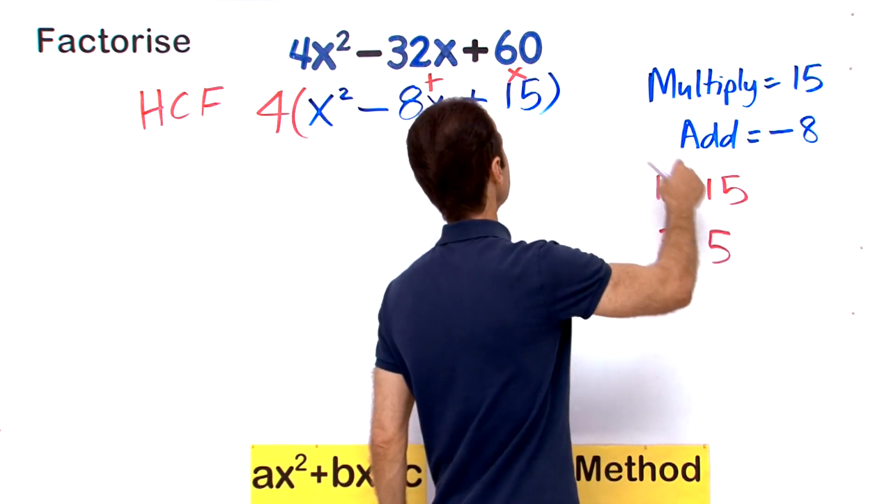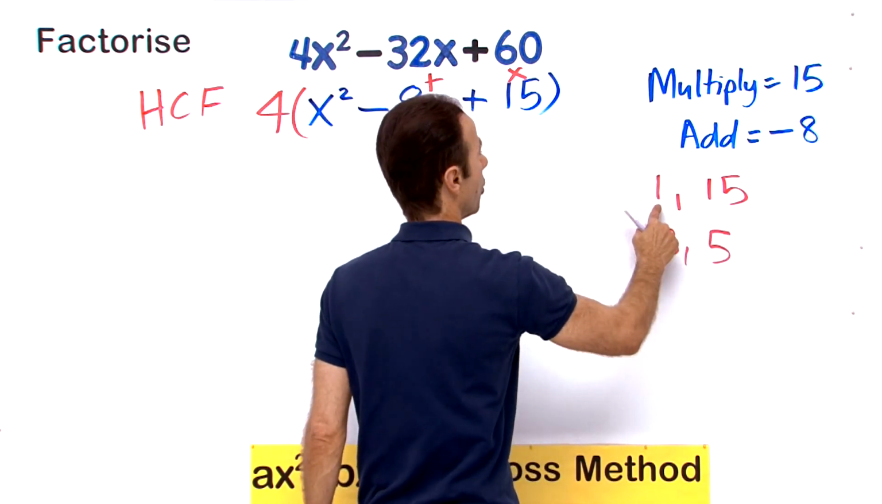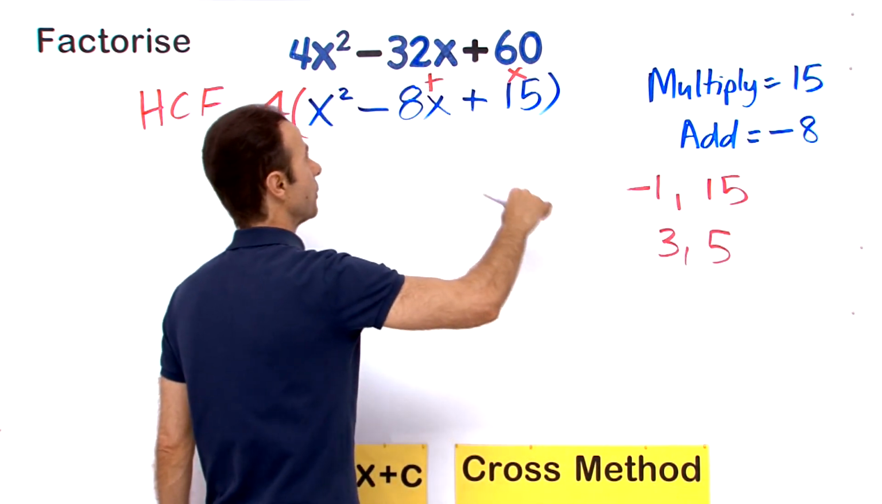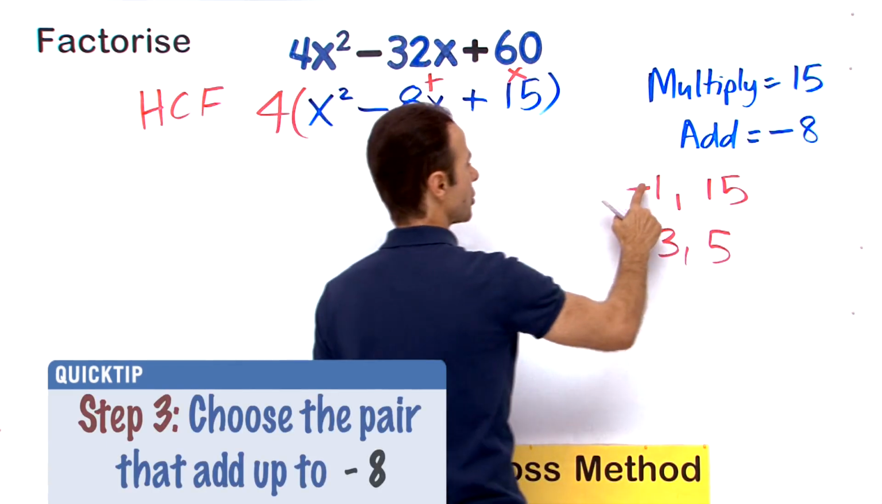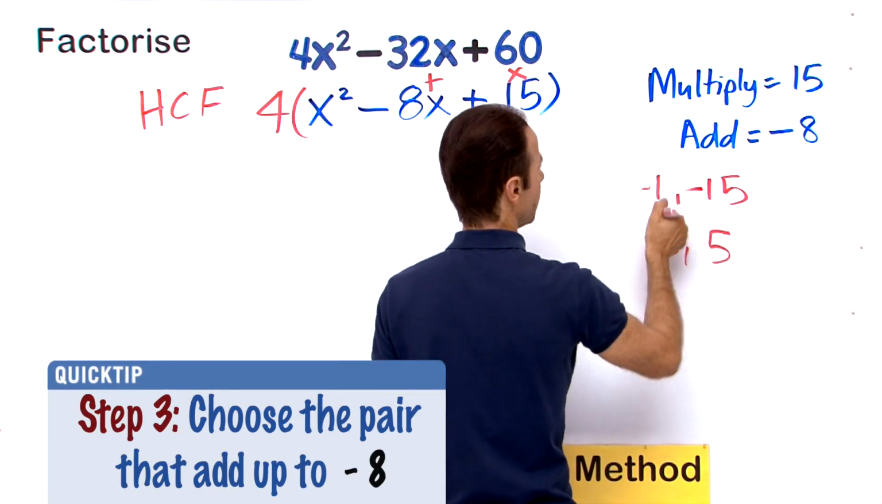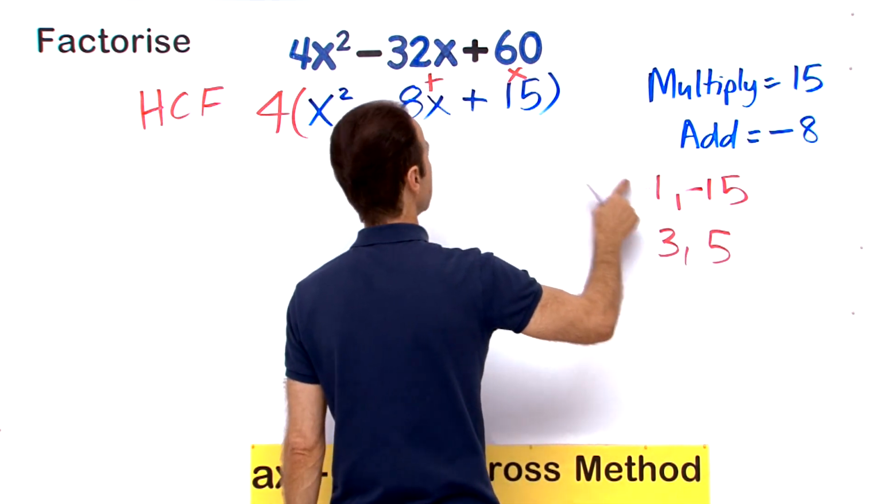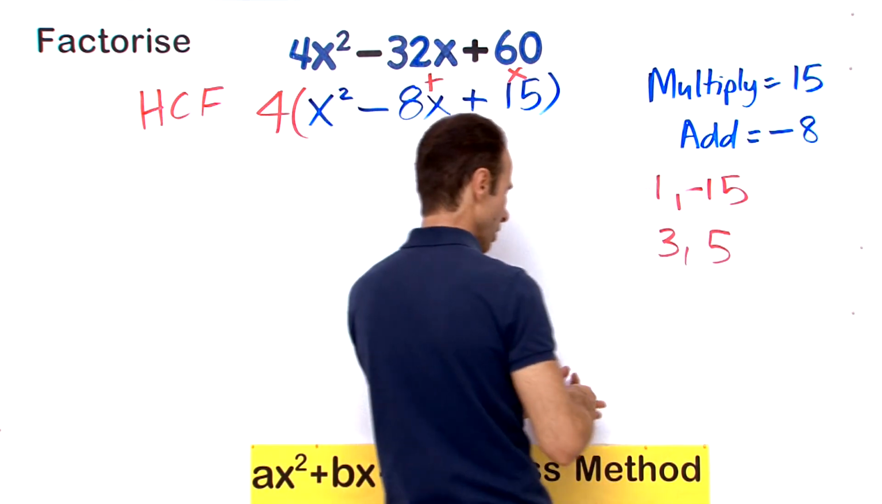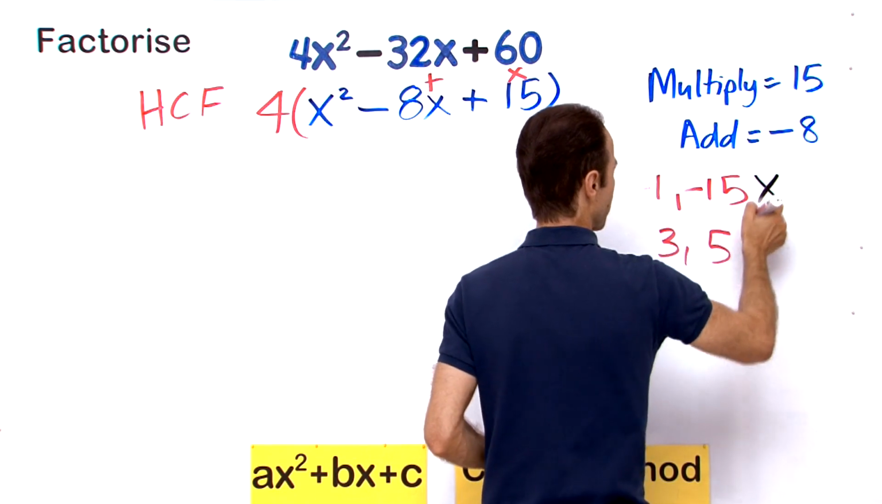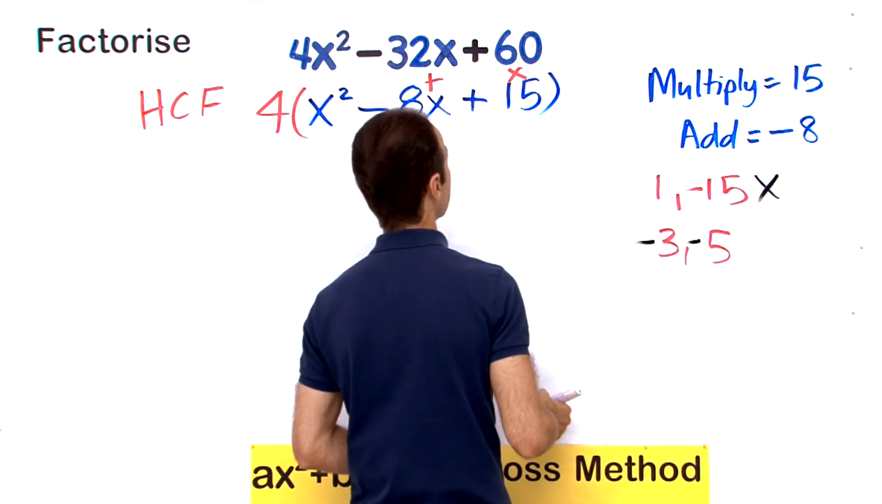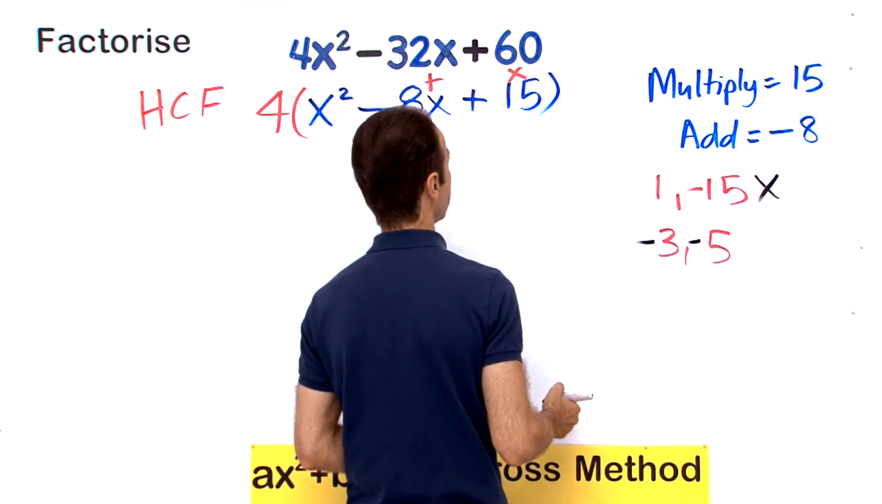All right, let's have a look here. 1 times 15 is 15. Let's make it negative 1. Negative 1 plus 15 is 14. That doesn't work. Let's try it the other way. Negative 15 here. Negative 15 plus 1 is not negative 8, so that doesn't work. That's wrong. Cross that out. Let's have a look at these two guys. Both of them have to be negative, a negative and a negative.